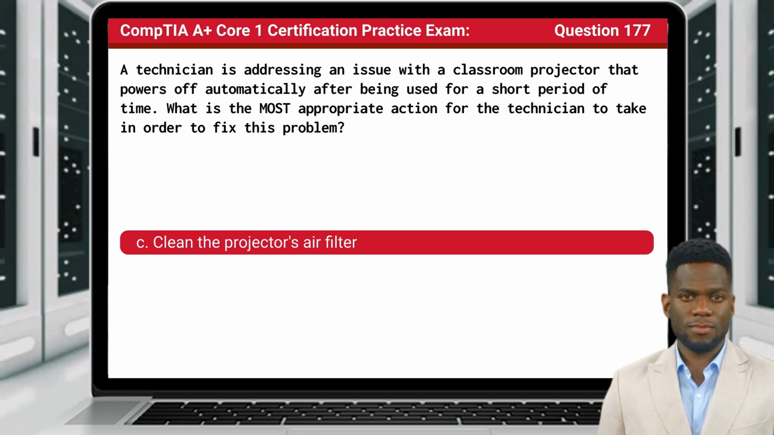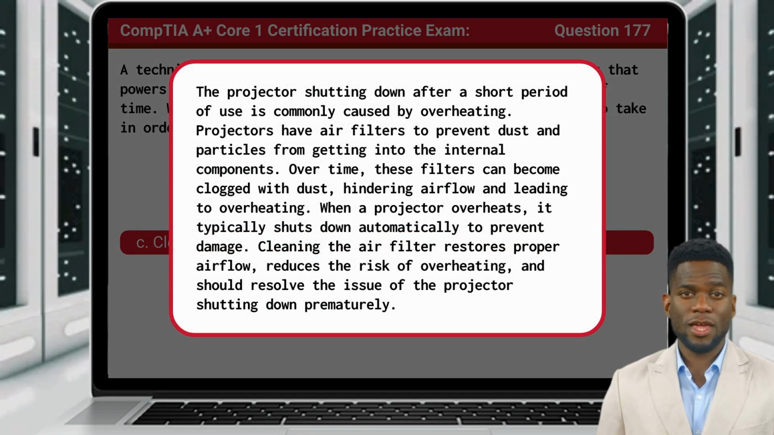The answer is C. Clean the projector's air filter. The projector shutting down after a short period of use is commonly caused by overheating. Projectors have air filters to prevent dust and particles from getting into the internal components. Over time, these filters can become clogged with dust, hindering airflow and leading to overheating. When a projector overheats, it typically shuts down automatically to prevent damage. Cleaning the air filter restores proper airflow, reduces the risk of overheating, and should resolve the issue of the projector shutting down prematurely.